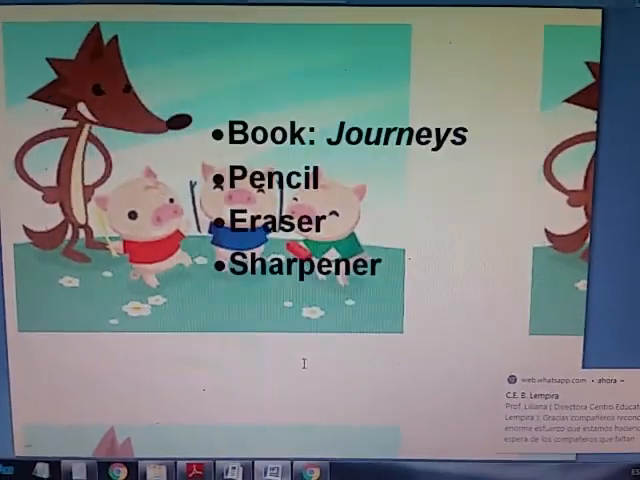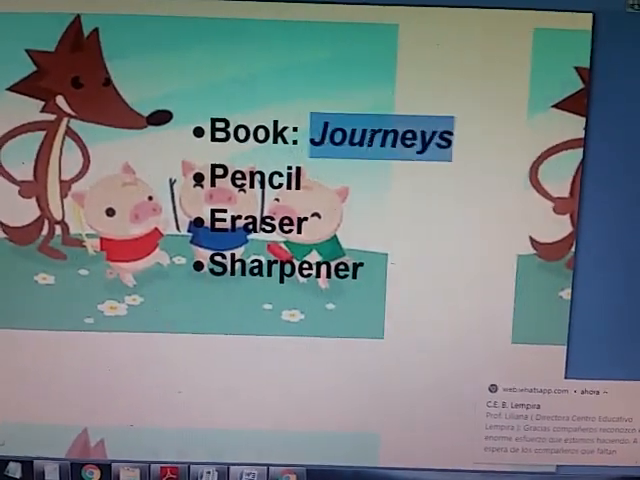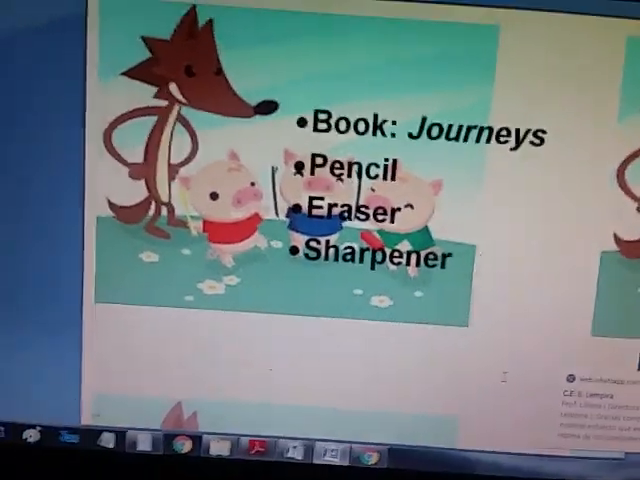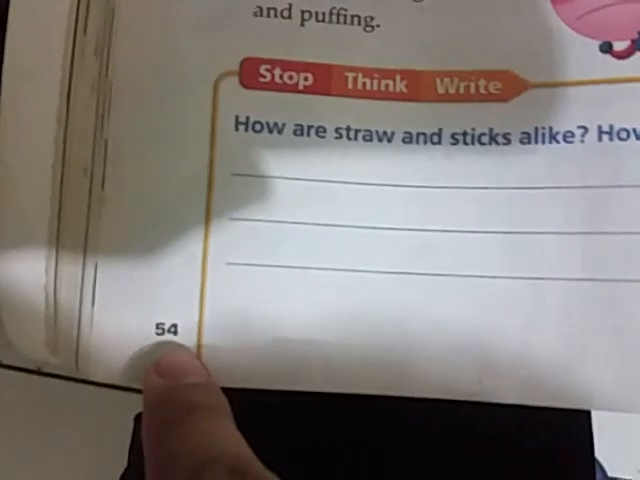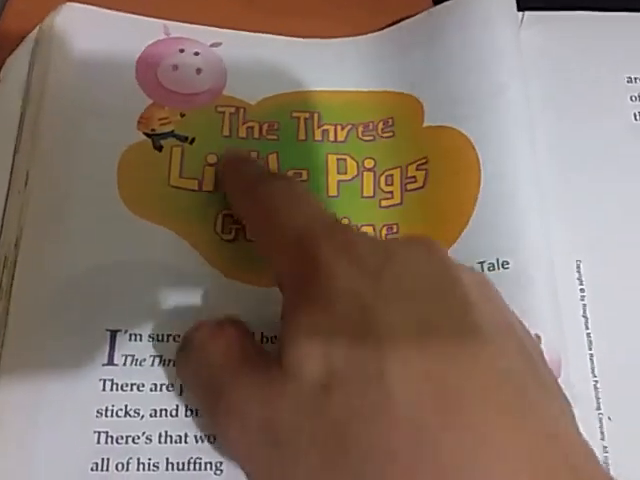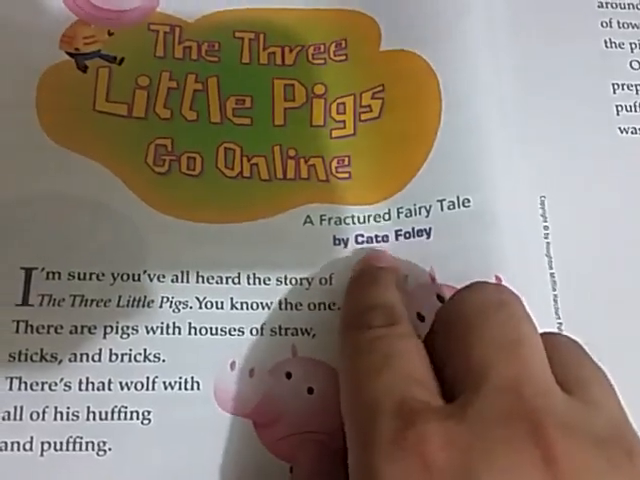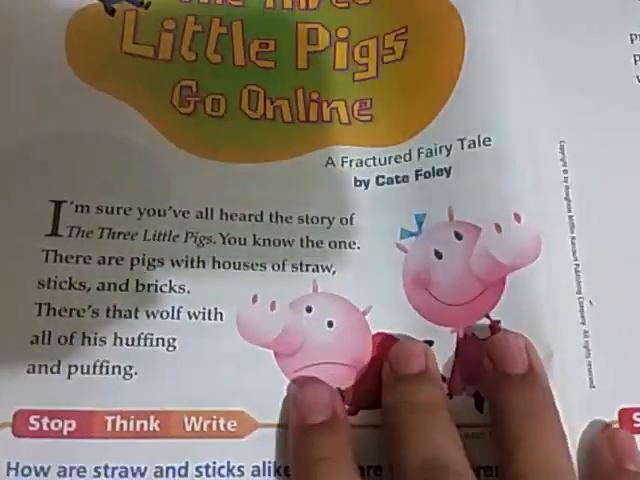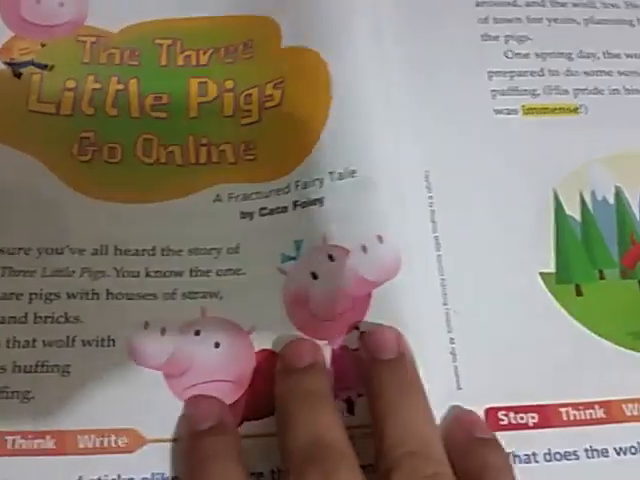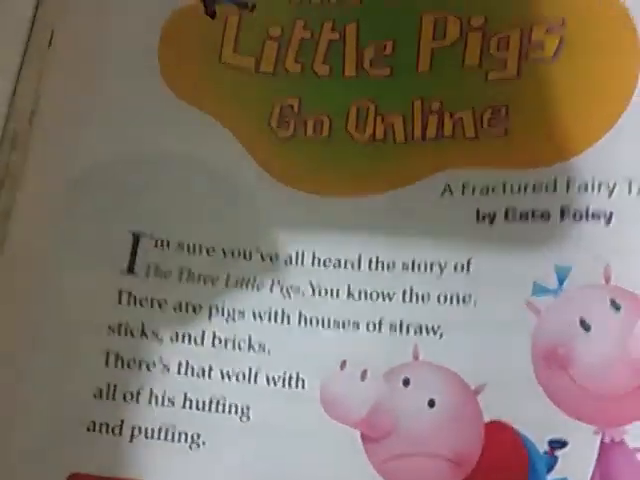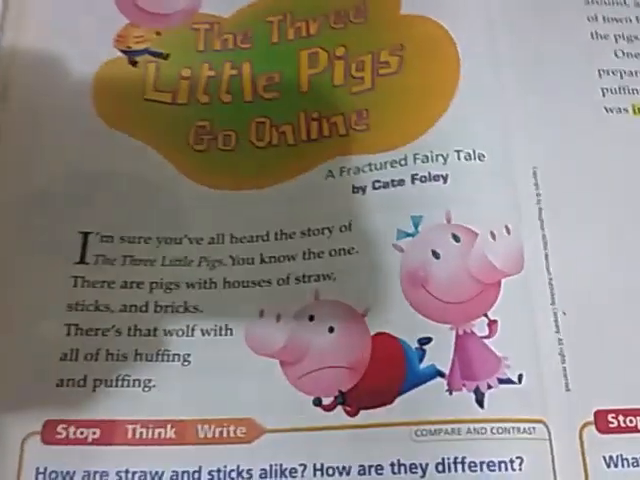So let's get ready. Grab your Journeys book, your pencil, your eraser, and a sharpener. Once you get hold of your book, turn it to page 54, and let's go over the title, The Three Little Pigs Go Online. Remember, this story was written by Cate Foley, and it's like the story we all know about these three pigs and a wolf that huffs and puffs to blow away the houses of these pigs.